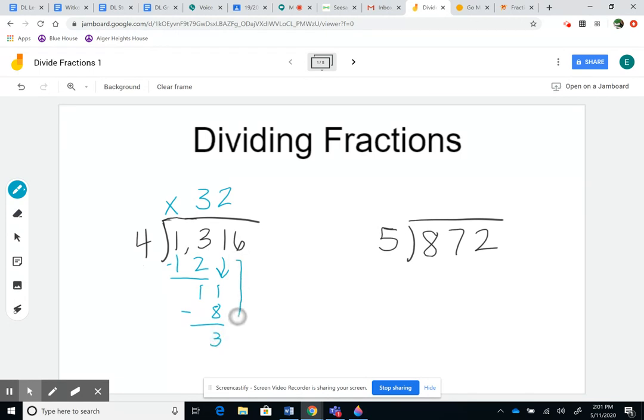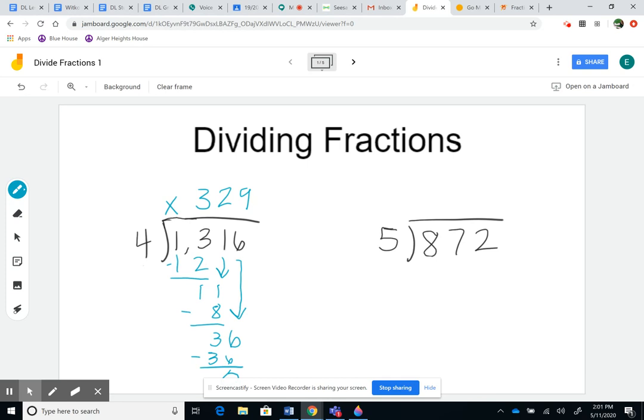Now 4 can't go into 3, so we bring our next number down, and our new number is 36. How many times does 4 go into 36? The answer is 9. 9 times 4 is 36 exactly, so we have nothing left over because 36 minus 36 is 0. Okay, let's look at the next one.